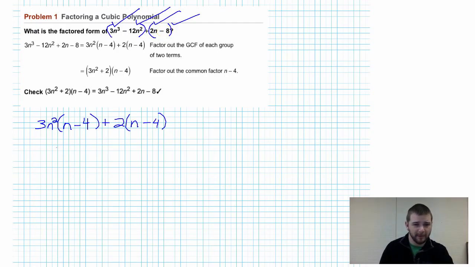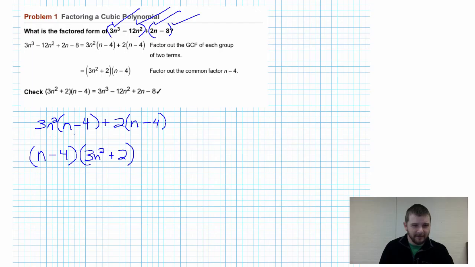Notice now, we have a binomial in common between these two terms. Therefore, we can factor that binomial out. And in factoring it out of both terms, note that to get back to the previous step, we would have to multiply this n minus 4 times 3n squared plus 2. All right, so you can think of this as factoring out that greatest common factor of n minus 4, or you can think of this as I've mentioned it before.